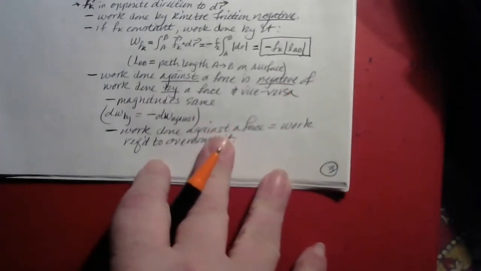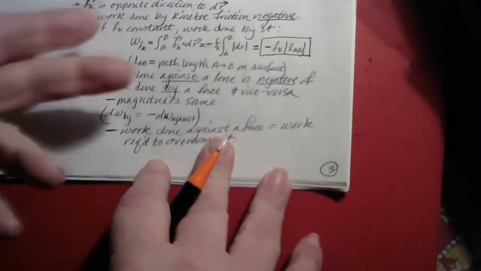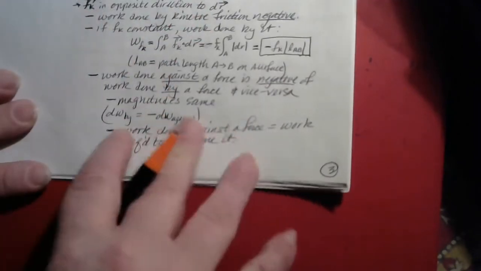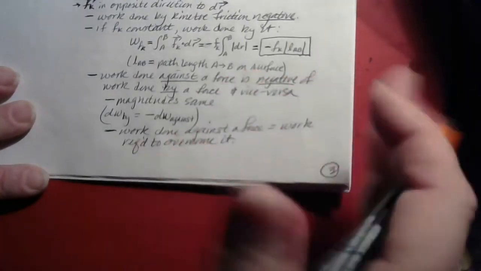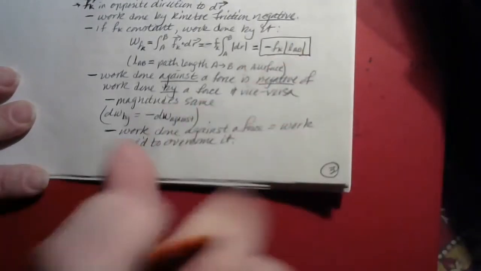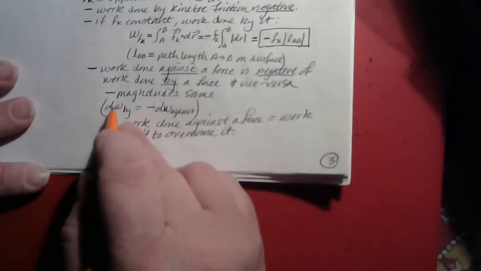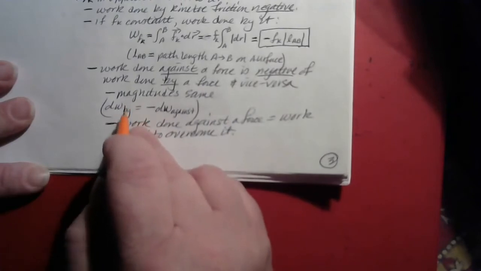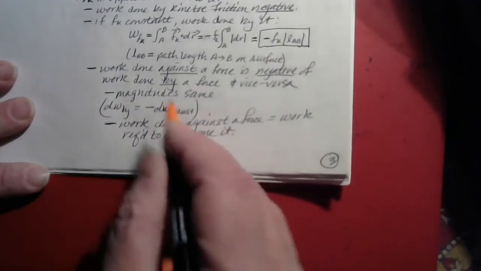Okay, so work can be done by a force, or work can be done on a force, or say against a force. Those two would be of the same magnitude, but they would be in opposite directions. And so one would be negative and one would be positive. So you could say that dW, that is the increment of work done by a force, is equal to the negative of the increment of work done against a force.